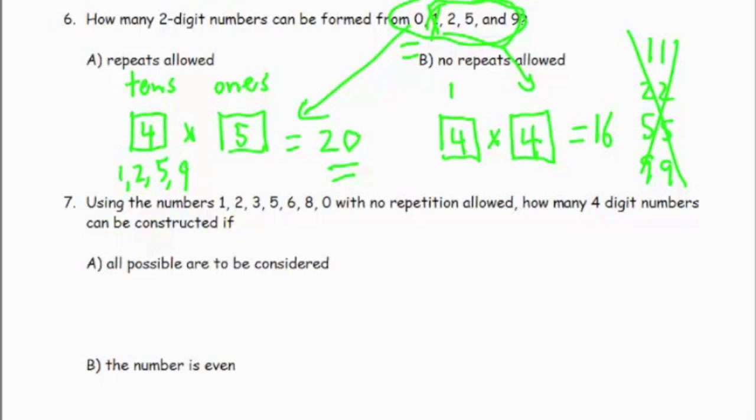Okay, number 7. Using the numbers 1, 2, 3, 5, 6, 8, 0 with no repetition. Okay, that's important. How many 4-digit numbers can be constructed? All possible are to be considered. Part B: the number is even. Why don't you try A on your own? I'm going to change color of pens. Pause the video. Try it. And then we'll look at it.